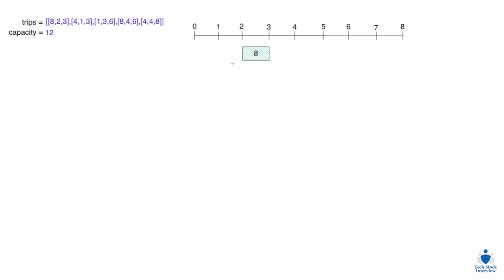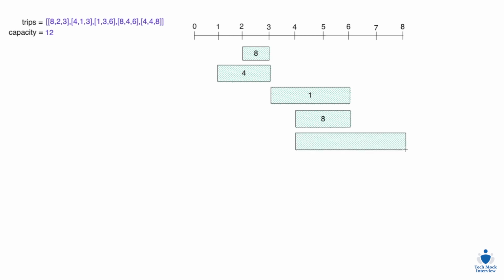The second one starts from kilometer 1 to 3 with 4 people on board. The next one is going to be from kilometer 3 to 6 with only 1 passenger. We continue to the next trip. The next one is from kilometer 4 to 6 and is requiring 8 passengers. And finally, the last one is going to be from kilometer 4 to 8 with 4 people on the board.